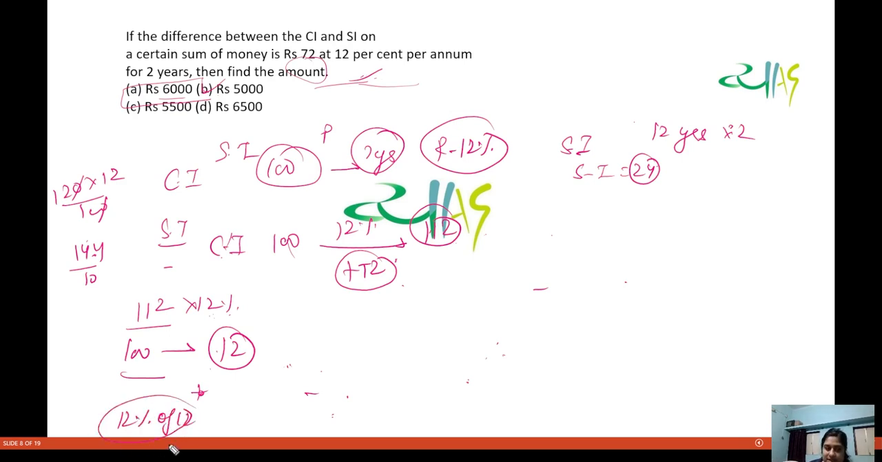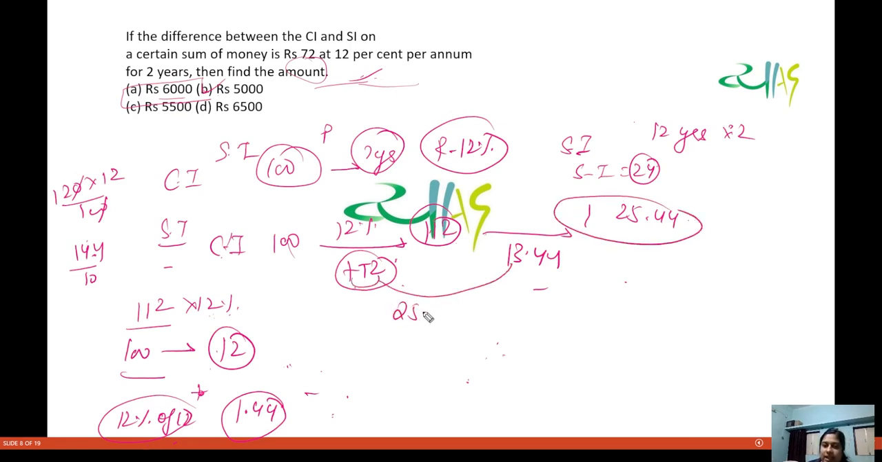What is 12% of 12? 1.44. I hope everybody is clear with this. So you will add 12 and 1.44 to get 13.44. So this will become how much? 125.44. And this total, the interest, is 25.44. Now it is saying that the difference is 72.